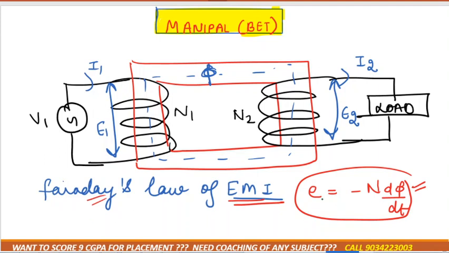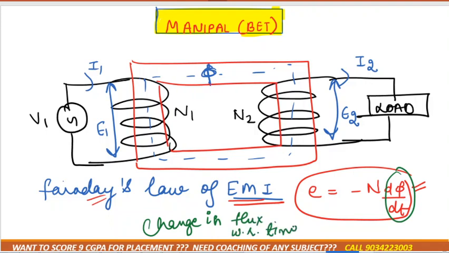So what he says is that if there is a change in flux with respect to time, then only in that case EMF will be induced. If there is no change in the flux, then in that case EMF will not be induced. Okay, so the condition according to him is that to get the EMF we have to change the flux, right?